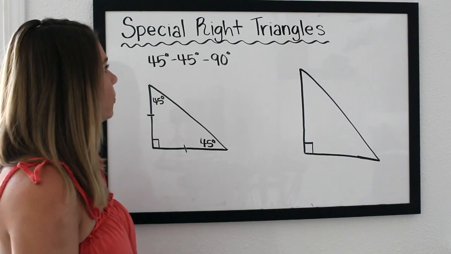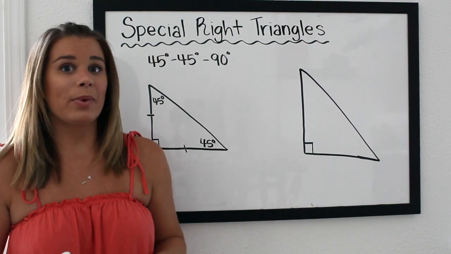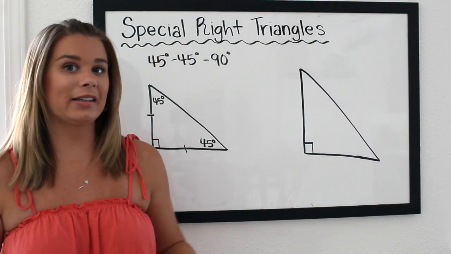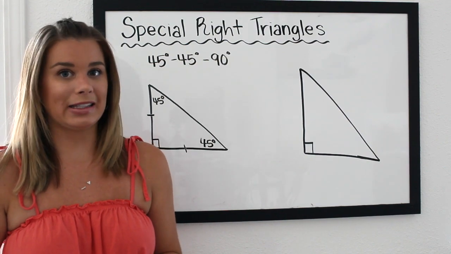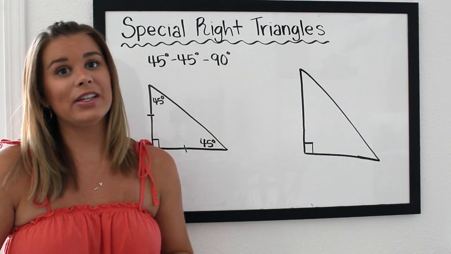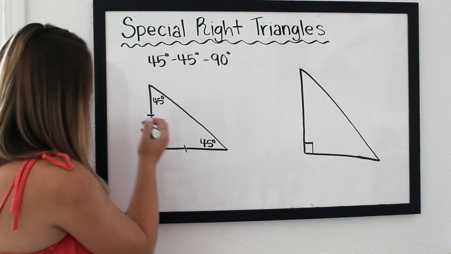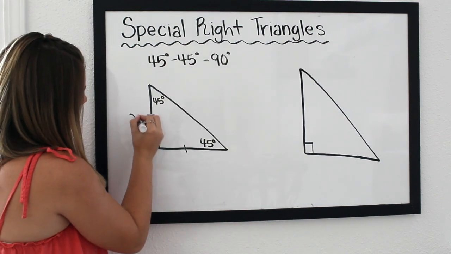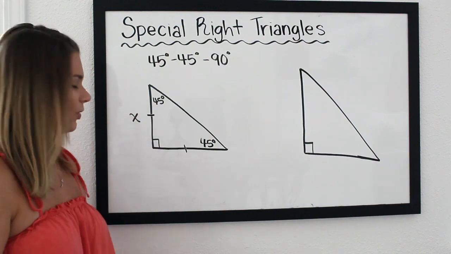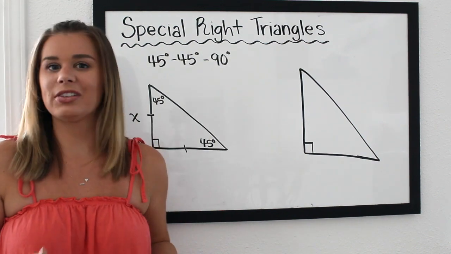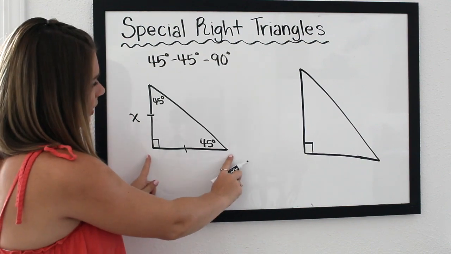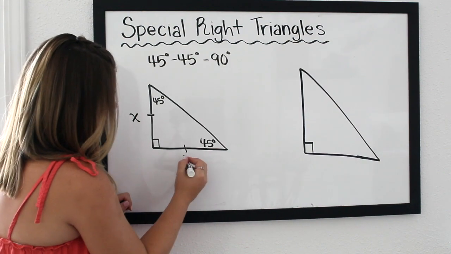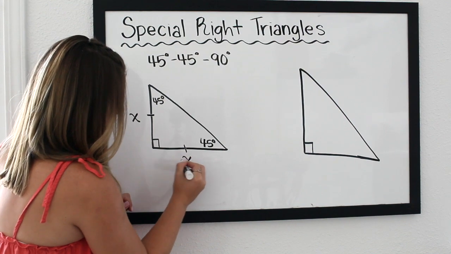So here's our rule for special right triangles. We can actually very easily and very quickly calculate the missing side lengths, as long as we're given one, of these special right triangles. So if this side right here is x units or x inches or whatever measurement you want to use, then this one right here also has to be the same exact length. It's going to be x.